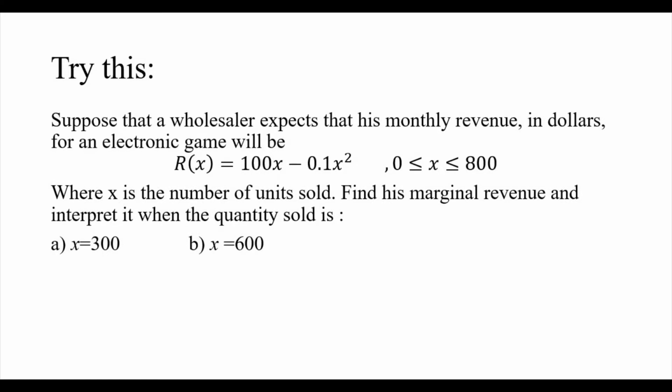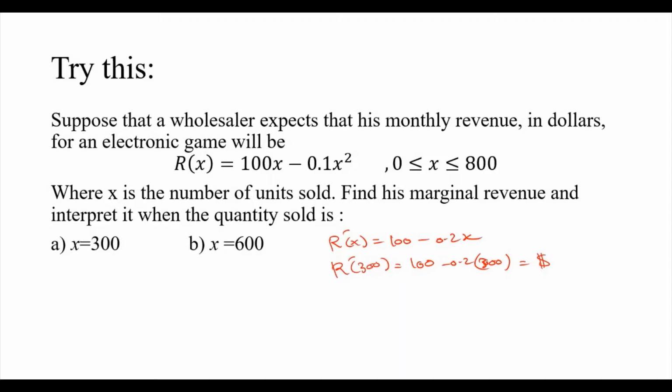So to do that, I'm going to give you some hints. To find the marginal revenue, you're going to find R prime of x, which is equal to 100 minus 0.2x. Now, when x is equal to 300, you're going to find R prime of 300, which is 100 minus 0.2 times 300. And then you're going to find the answer. The number you're going to get here is the revenue expected from selling the one extra unit after 300 units have been sold already.